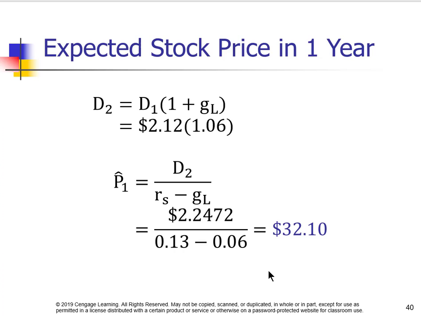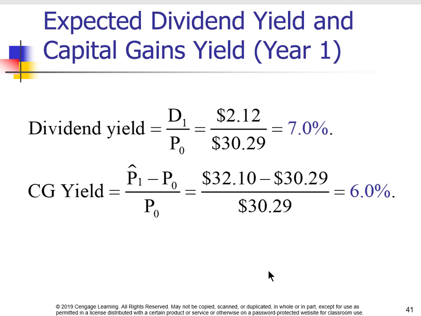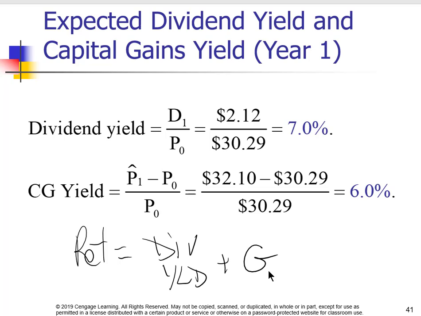So what other information is available? Maybe we want to calculate the dividend yield, right? So if you think the return on a stock is equal to the dividend yield plus the growth rate, right? This is the capital gains growth rate. So the dividend yield, you take D1 divided by the value that we just assumed, P1, 7%. This is the capital gains yield, the change in value that we expect in the next year, 6%.